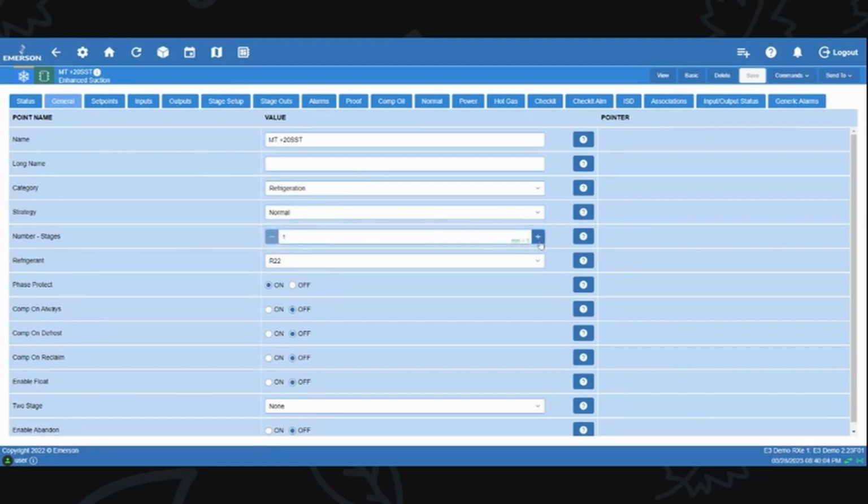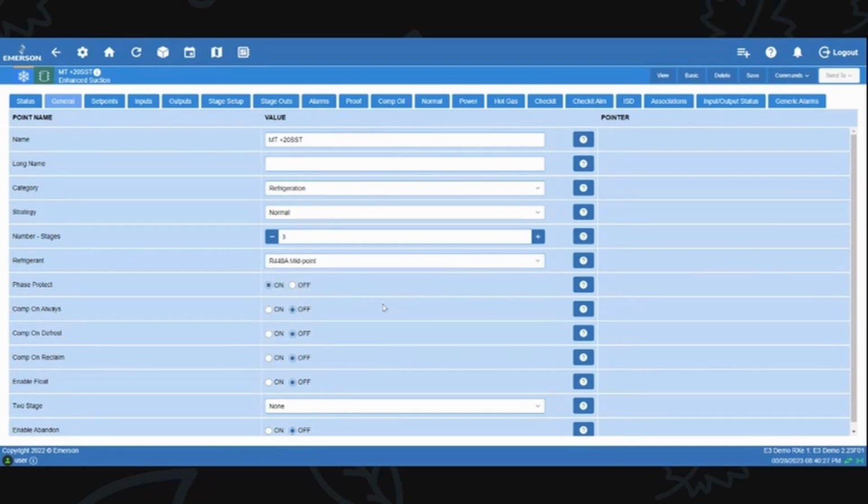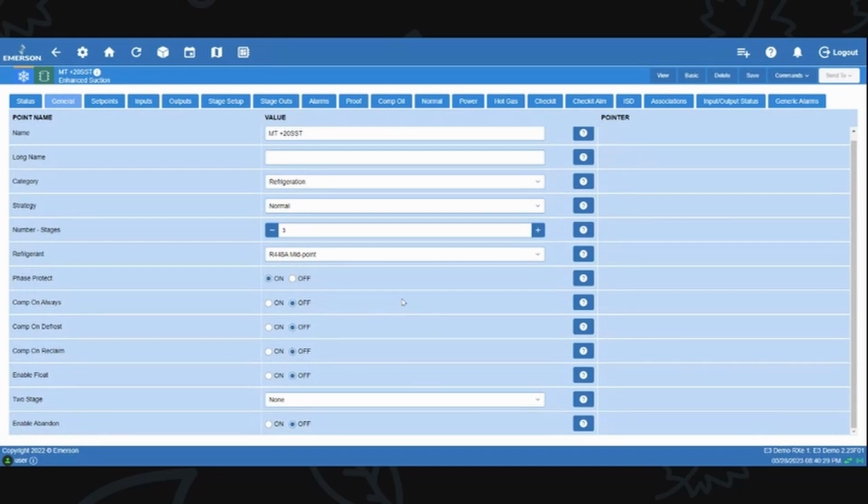These are kind of common E2 application configuration terminology. So if you've tinkered with an E2, a lot of this stuff you'll kind of feel right at home. Number of stages, yeah, whatever. We'll put 3 on it. Let's pick a gas. 448 mid, why not? Phase protect by default on. Compressor always on. Yeah, keep it all off.